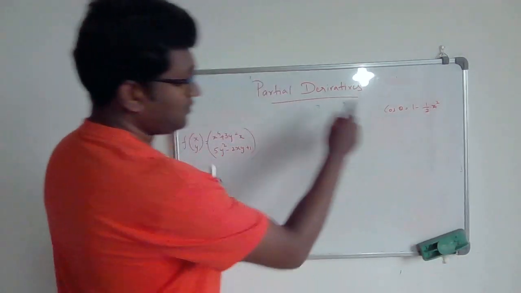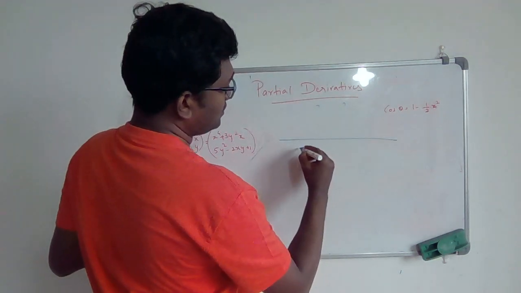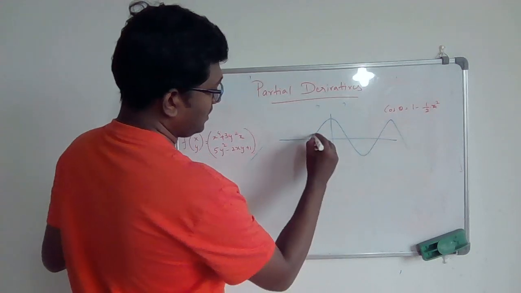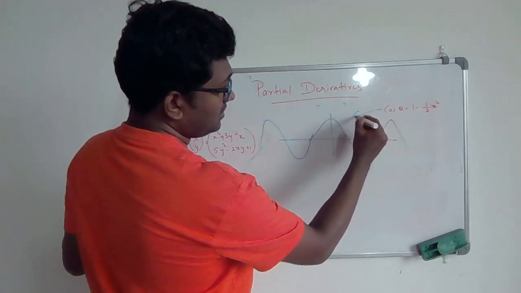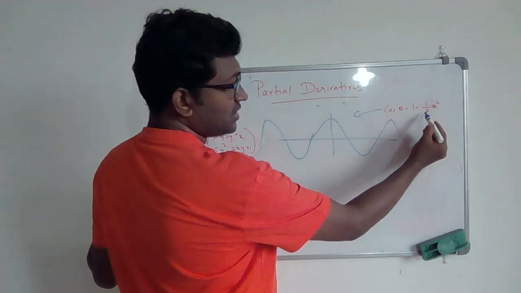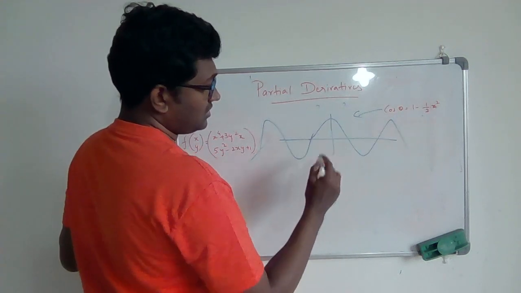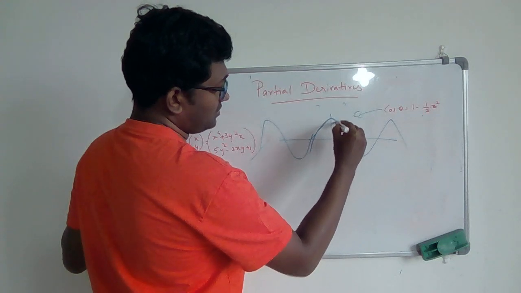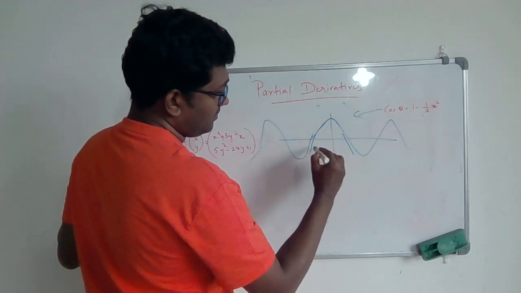Okay, so if you had seen the video of Taylor series, what it means is that if we have a cosine function, this is the cos function, you can approximate that using a polynomial function. The polynomial function like 1 minus 1 by 2 x squared approximates this cos function like this. So it will touch exactly here and go like this.